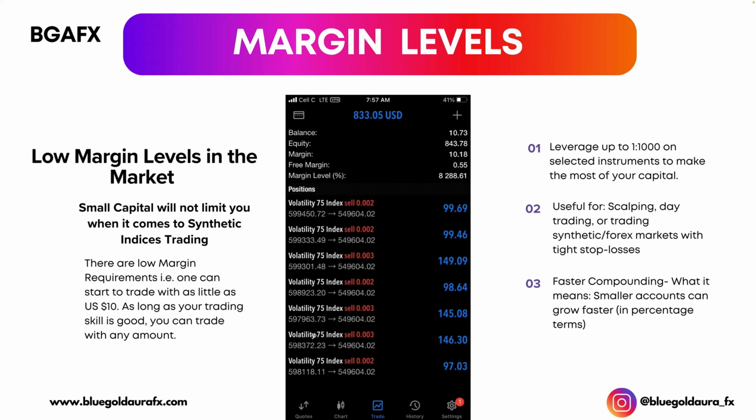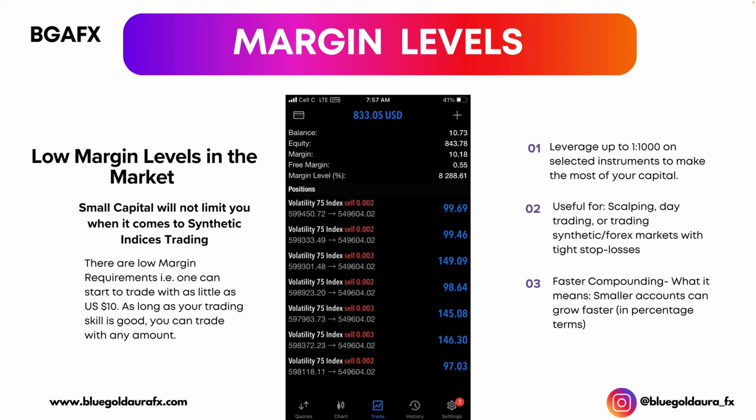Margin levels, right? This is also the sweet spot of trading synthetic indices. We have leverage up to 1:1000 on selected instruments to make the most of your capital. They are useful for scalping, day trading, or swing trading synthetic indices or Forex. So you can actually scalp or you can actually swing because of this. It's faster when it comes to compounding your money. What it means is that a small account can grow faster in percentage terms when trading synthetic indices.